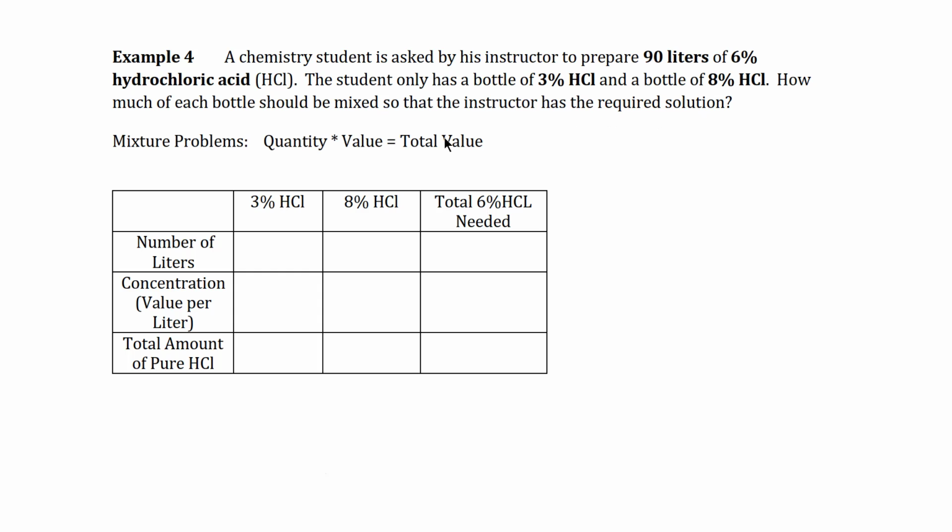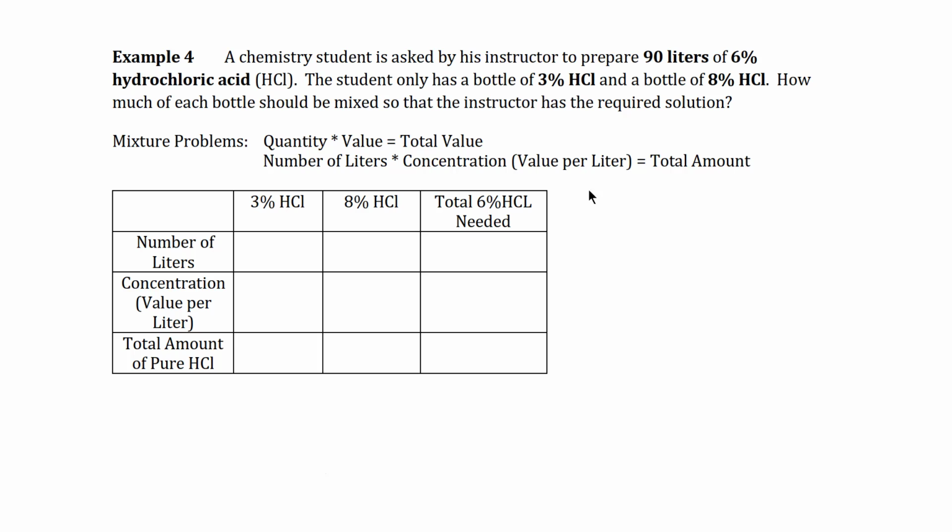Now, this type of problem is what we call a mixture problem. It's also referred to as a total value problem because we need to use the total value equation, which is quantity times value equals total value. Now, for this application, our quantity is the number of liters, our value is the concentration, which is value per liter, and then the total value is just the total amount that is required.